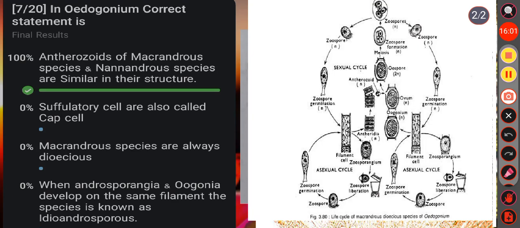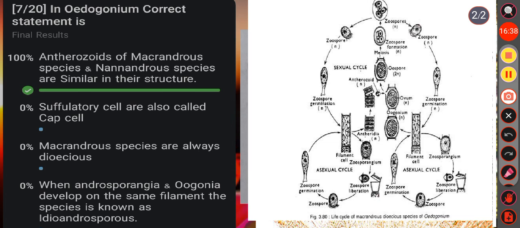Okay. Then question number 7. In Oedogonium, the correct statement is option A: Antherozoids of Macrandrous species and Nanandrous species are similar in their structure. Yes, it is a correct statement. We know species of Oedogonium are divided into two groups, that is Macrandrous species and Nanandrous species, on the basis of distribution of the sex organ.